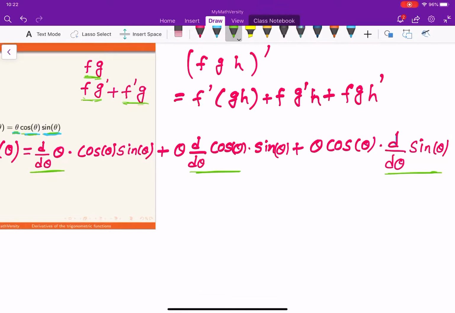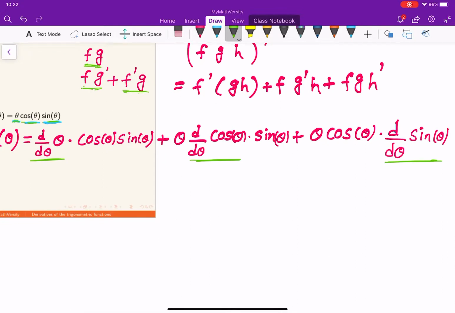But when I say it's done, we used the product rule properly. Now still we have to differentiate those. We said we'll differentiate, but we have not done that, right? So let's do that, then we are done. So what is the derivative of the theta? 1, right? So theta with respect to theta will be 1.